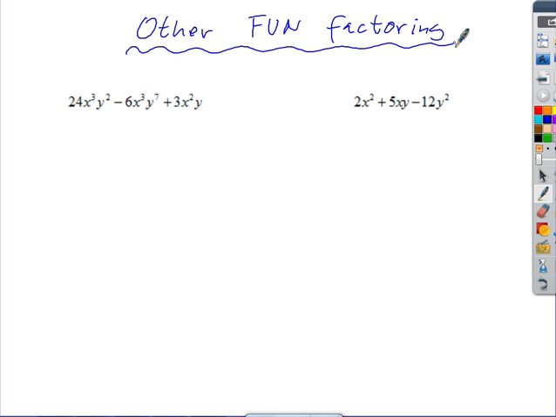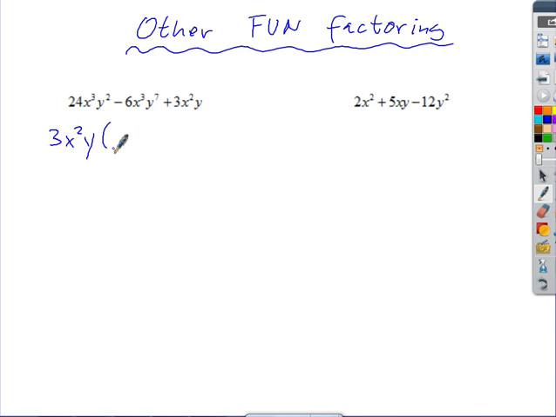I agree. So, let's look at our first example. What is the first thing that we always do? We try to find a greatest common factor. So let's look at the numbers, 24, negative 6, and 3. They have 3 in common. Let's look how many x's the three terms have in common. The smallest exponent, lowest exponent is squared, so we got x squared in common. Let's look at the y's. We only have y to the first power as our lowest term, and there's our greatest common factor.